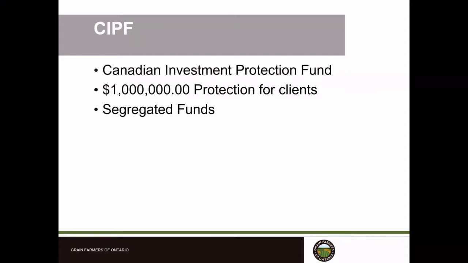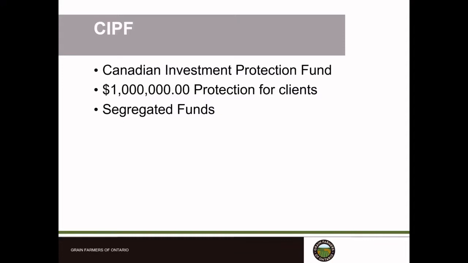Anyway, next in line is the CIPF. CIPF stands for the Canadian Investment Protection Fund. That's a fund basically set up by the government to secure an individual's assets or money with the firm. Now, you've got to keep in mind, first of all, if you lose money in trading, that's not going to be protected. It's a little bit like the CMHC insurance.